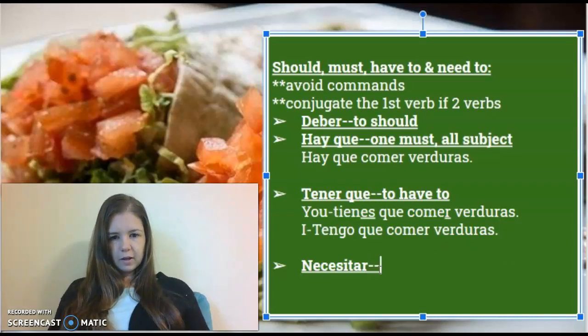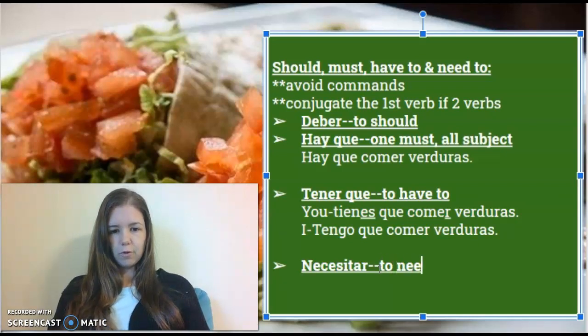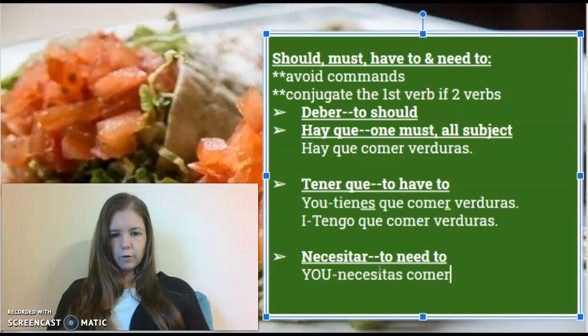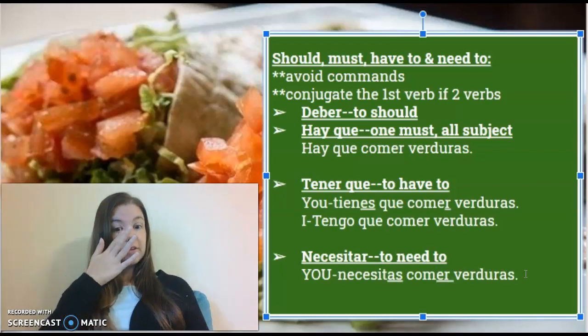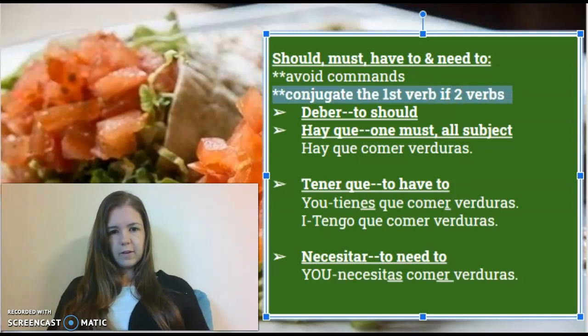The last verb on here that you can use to give these sorts of instructions is necesitar. That means to need to. So if I'm saying it still in the you form, like tú, then I'd have necesitas comer verduras. Same thing as all these other verbs. I conjugated necesitar into necesitas for a tú form. Comer I left unconjugated. So the summary is you have to conjugate the first verb when you have two verbs in a row like this.